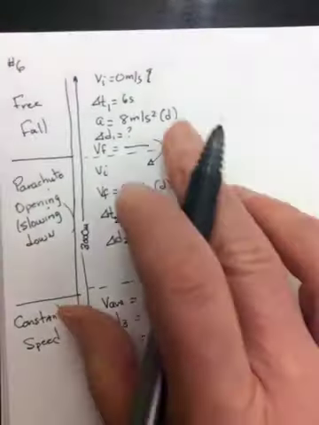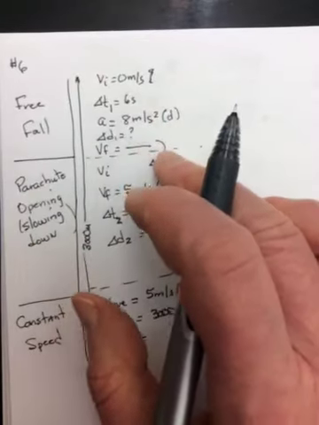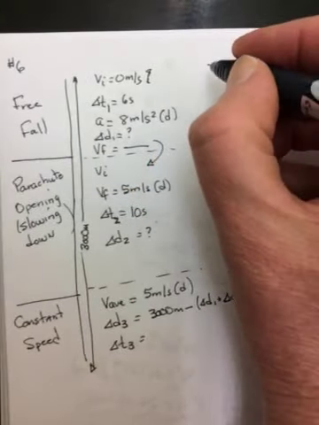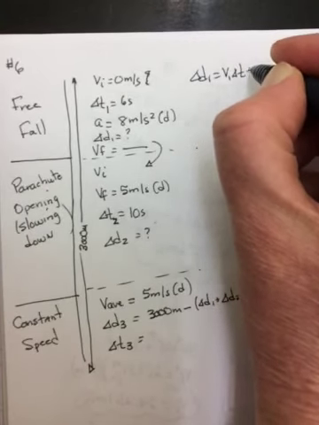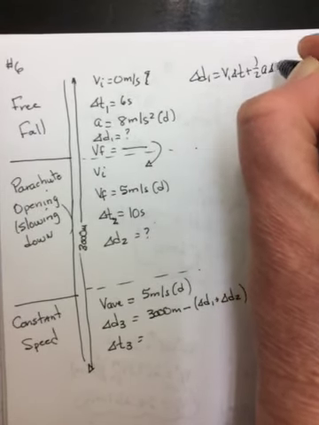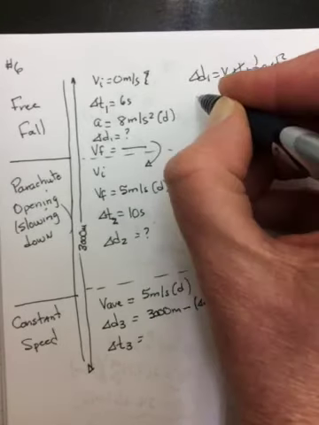Okay, so start out in the first section. We can find both our VF and our delta D1. So delta D1 is just going to be VI delta T plus 1/2 A delta T squared. This will go to 0.